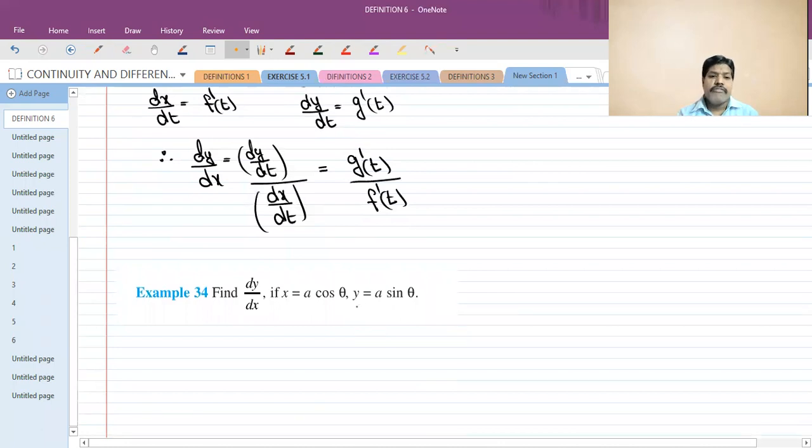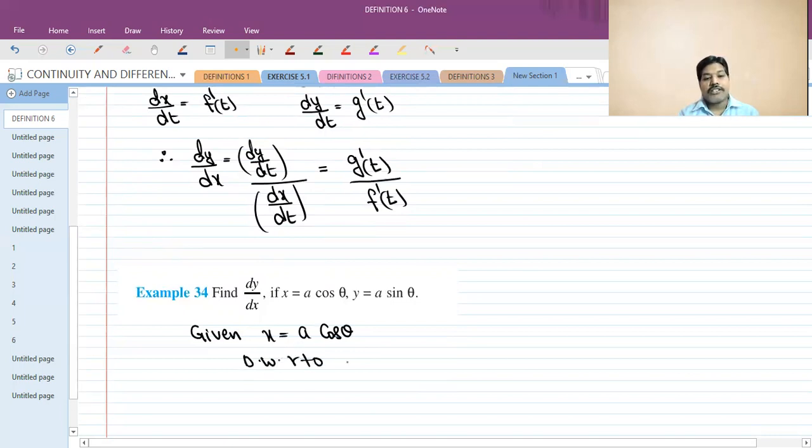Find dy by dx if x is equal to a cos theta and y is equal to a sin theta. So first we have to see, students, what is given. Given x is equal to, what is the x value, students? X is equal to a cos theta. What will we do next?